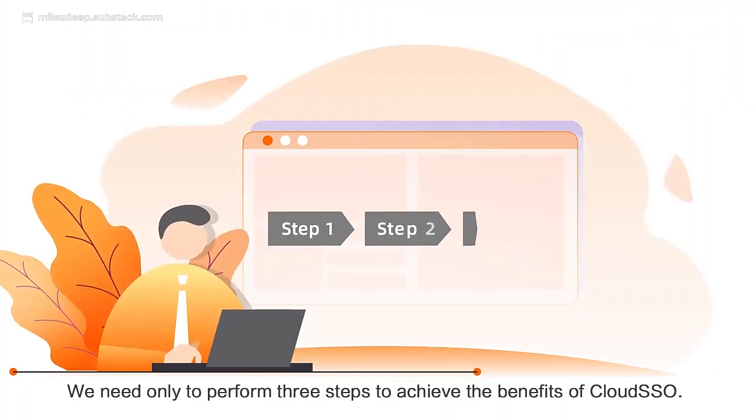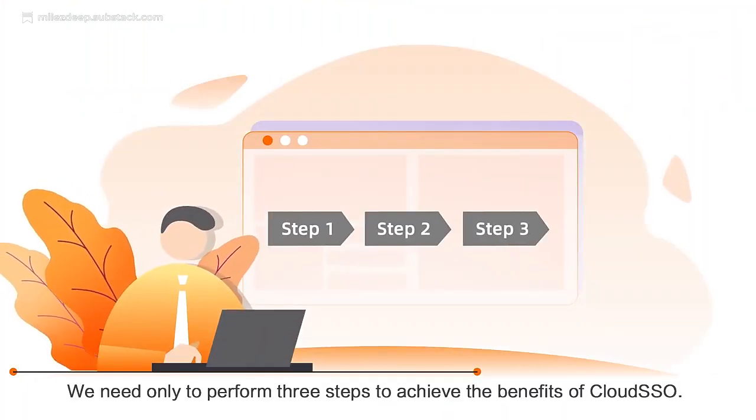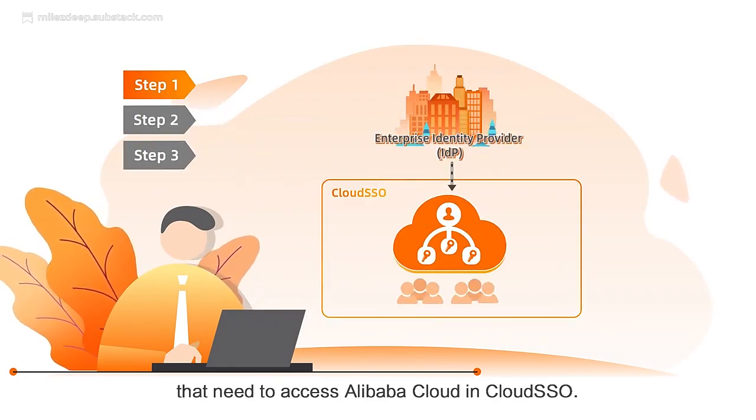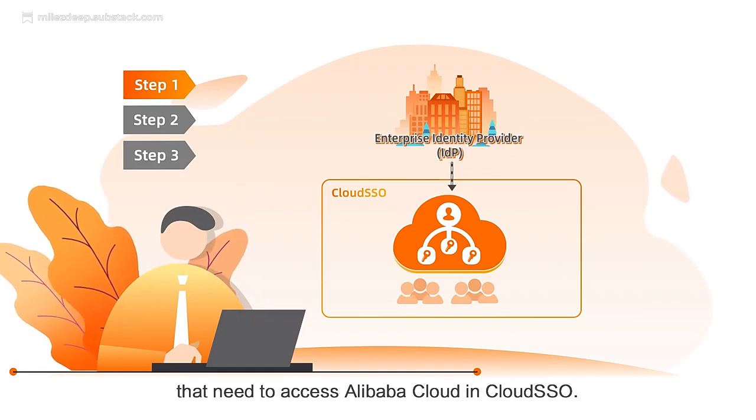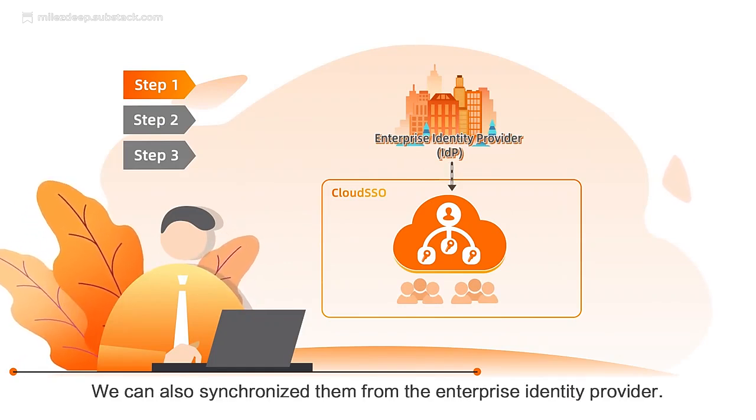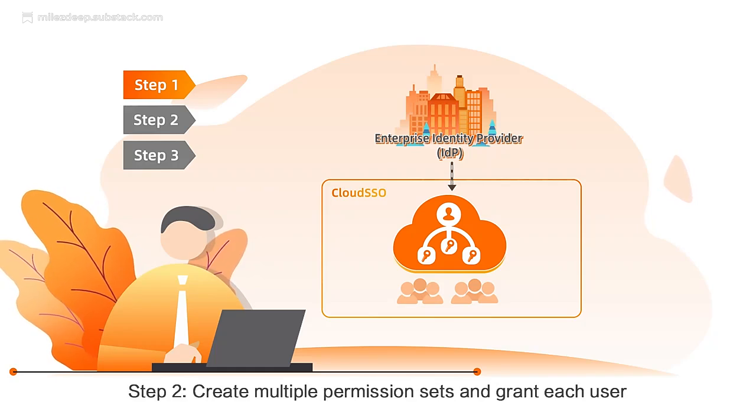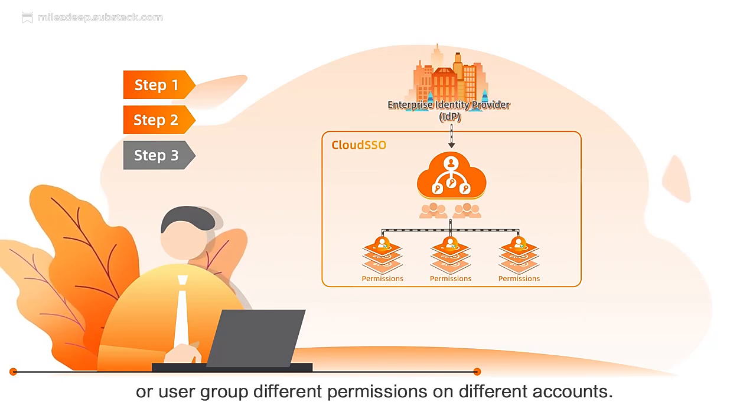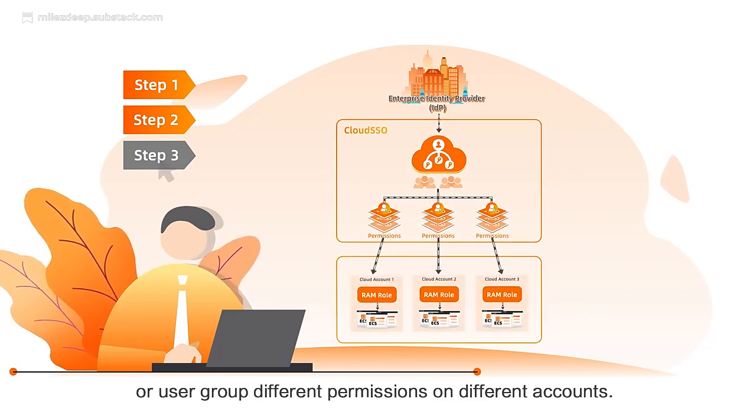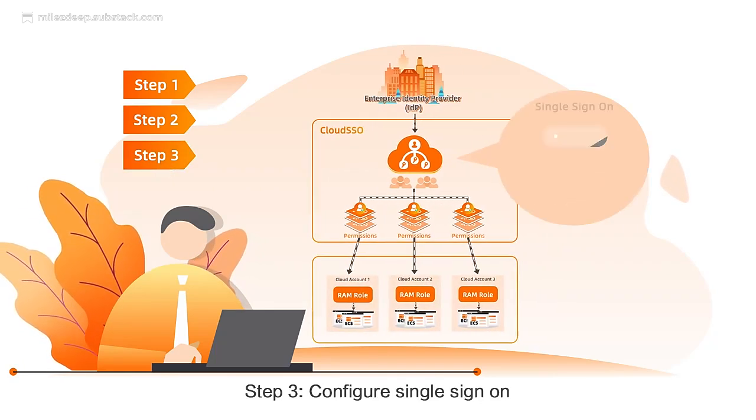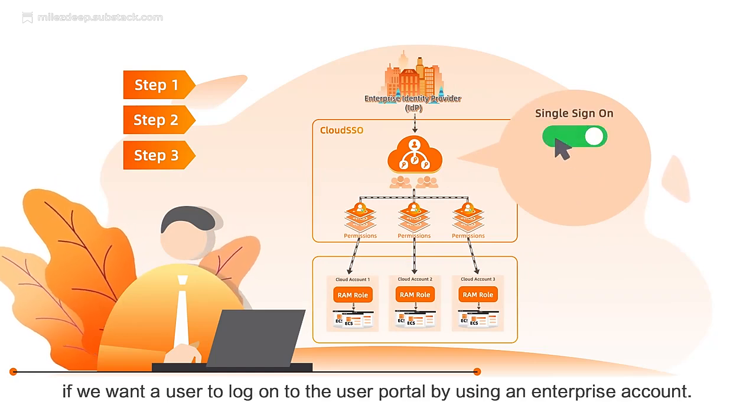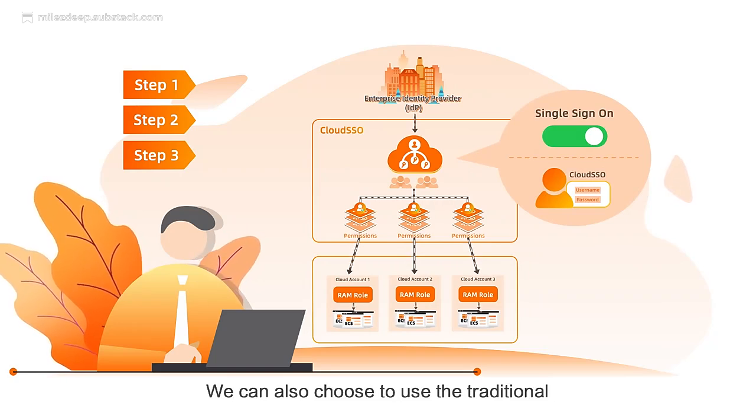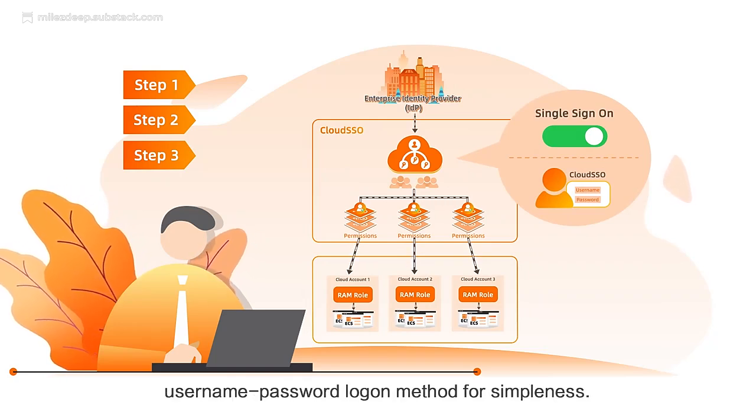We need only perform 3 steps to achieve the benefits of Cloud SSO. Step 1. Create all users and user groups that need to access Alibaba Cloud in Cloud SSO. We can also synchronize them from the enterprise identity provider. Step 2. Create multiple permission sets and grant each user or user group different permissions on different accounts. Step 3. Configure single sign-on if we want a user to log on to the user portal by using an enterprise account. We can also choose to use the traditional username and password login method for simplicity.